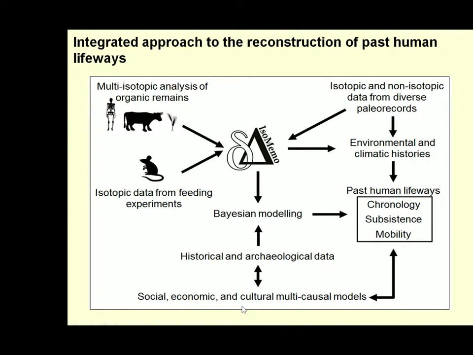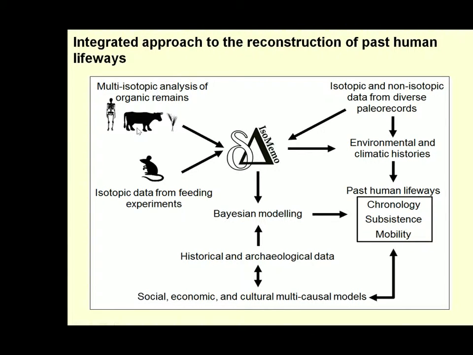And of course, these are reflected in aspects of past human lifeways, namely modes of subsistence and mobility patterns, and of course how these evolve in time. So chronology is also key here. Now, I propose to you that these aspects can be quantified through the use of Bayesian models. And one of the advantages of these Bayesian models is that they allow for the integration of diverse sources of historical and archaeological data.